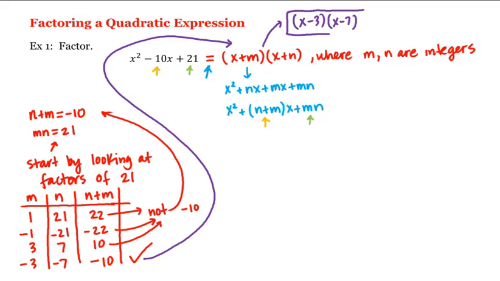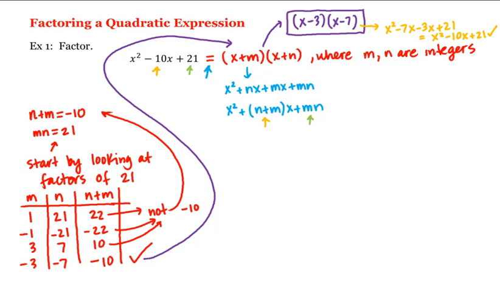This method of factoring is sometimes referred to as factoring by trial and error, because we're trying different factors of 21 until we find the ones that add up to negative 10. And let's verify to ourselves that indeed we did get the right factorization here. So if we FOIL this, we get x squared minus 7x minus 3x plus 21, which is equal to x squared minus 10x plus 21, which, yes, is our expression.